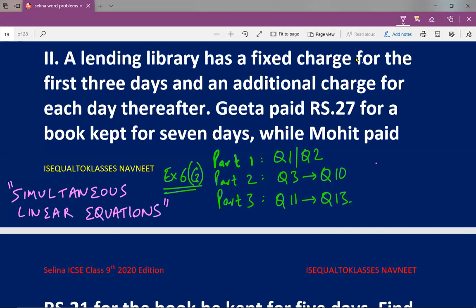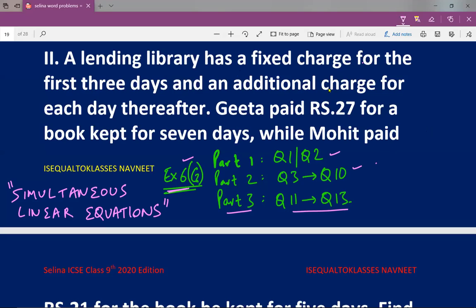Okay, so the agenda of this video is that we are doing exercise 6G, simultaneous linear equation. In this video, I'll be doing part 3, question 11 to question 13 of this exercise, exercise 6G. I've already done question number 1, question number 2, question number 3 to question number 10 in part 1 and part 2 of this series. Okay, let's jump to the 11th question.